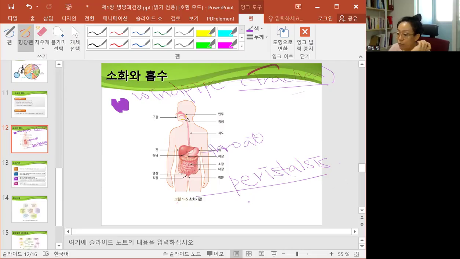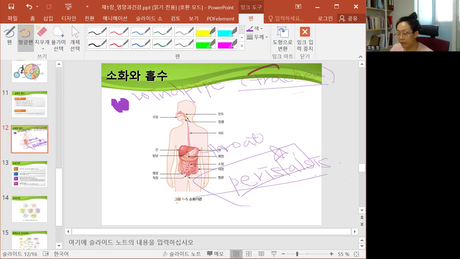These rhythmic squeezes push the food downward, even if you are lying down or upside down, okay? And peristalsis, very important word.